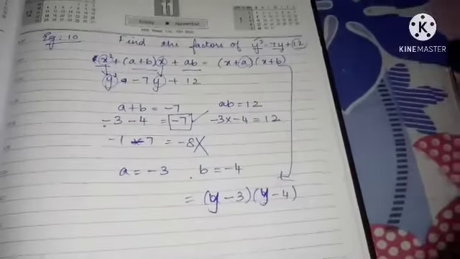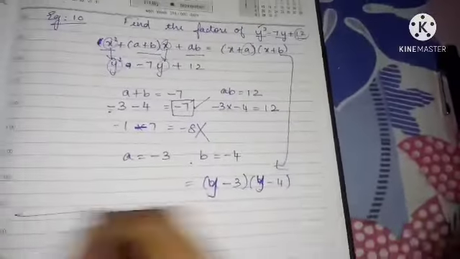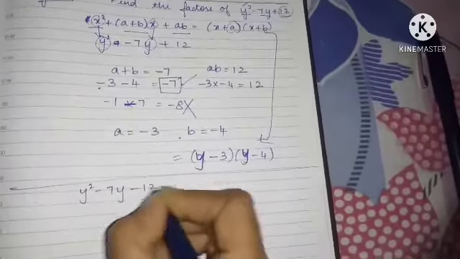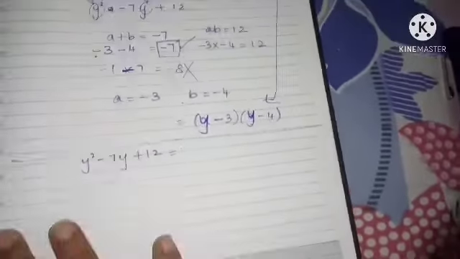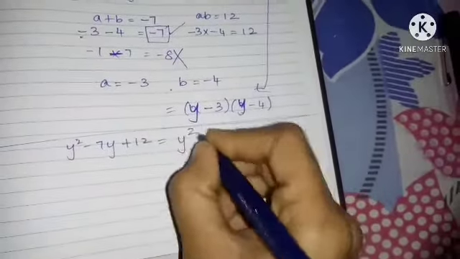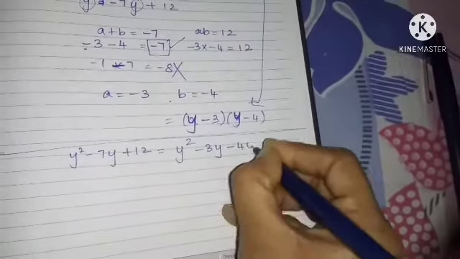And one more way is there. But you have to think and write it, okay? One more method I'll teach you. y square minus 7y plus 12. Now what I'm doing is I have to separate these two. Y square, I am separating minus 7y as minus 3y minus 4y.